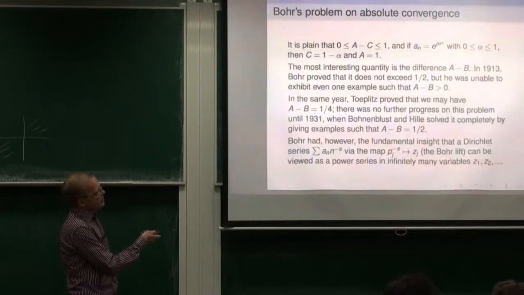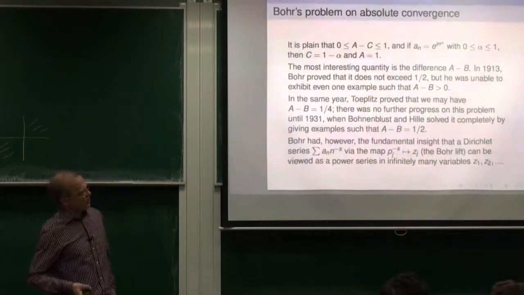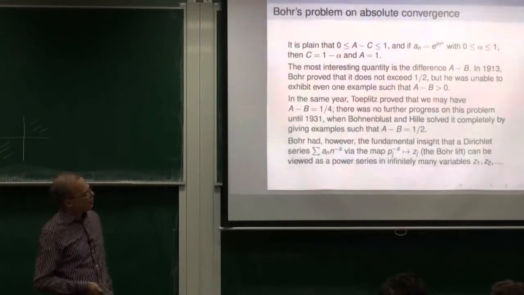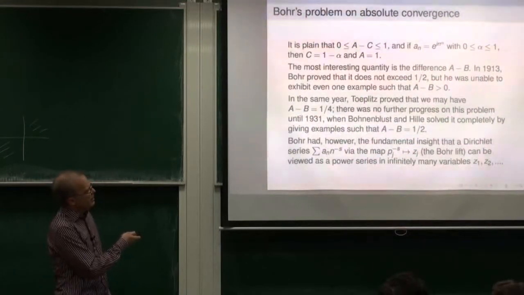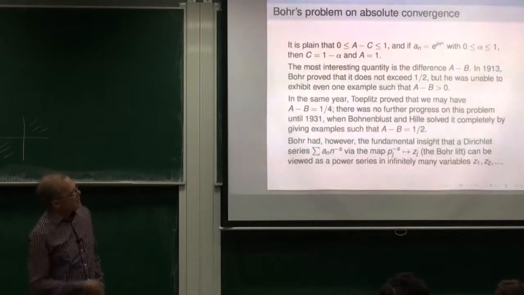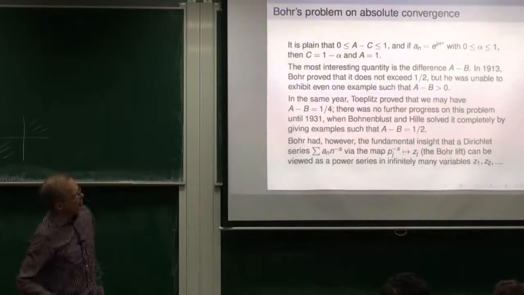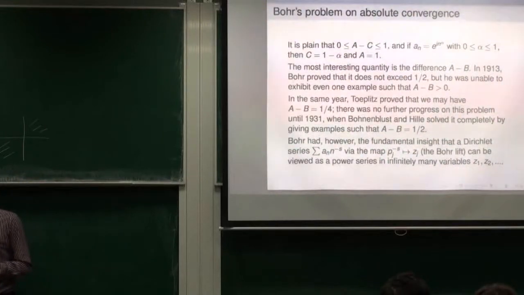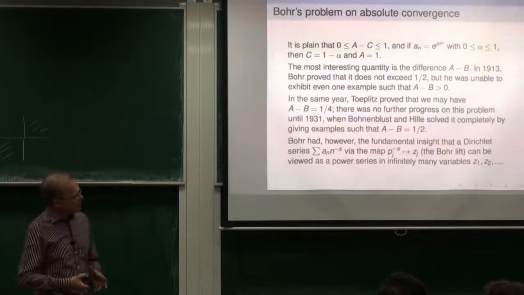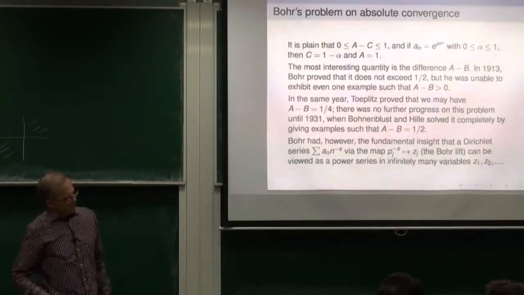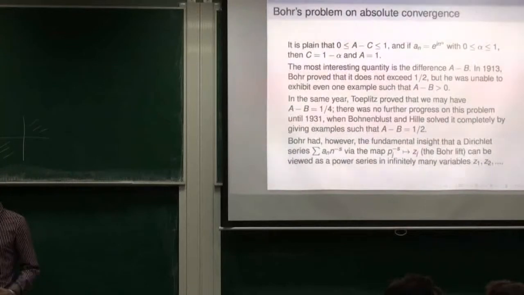Namely, you take Pj, now the j-th prime to the power minus s. You map that to Zj, which is now a coordinate function on the polydisc. This is called the Bohr lift. Doing this, we can view this Dirichlet series as a power series in infinitely many variables. And that was the starting point for the von Blust-Hille approach. So they had this insight of Bohr to begin with, and starting from that, they were able to use their methods to solve this problem.